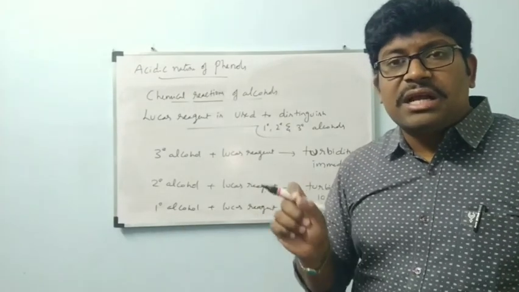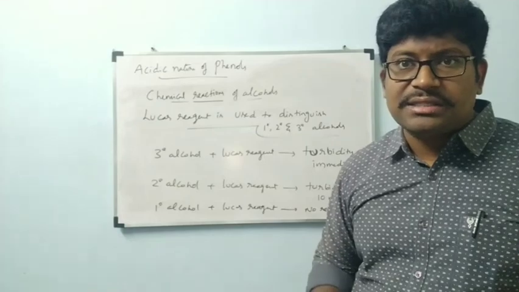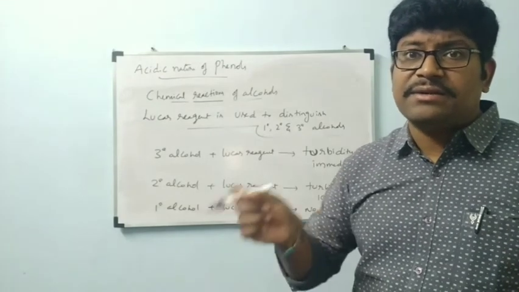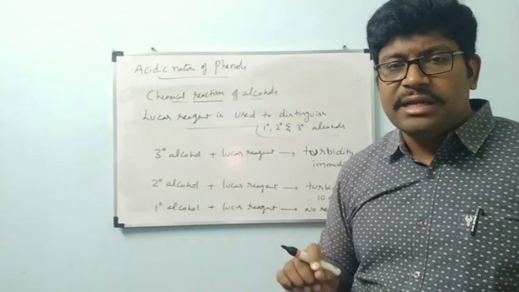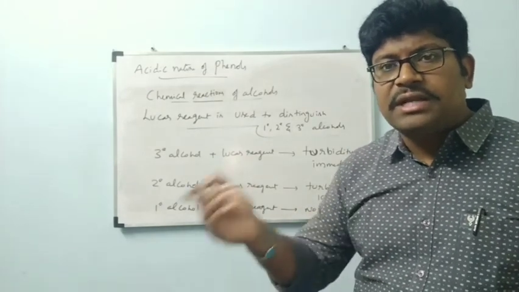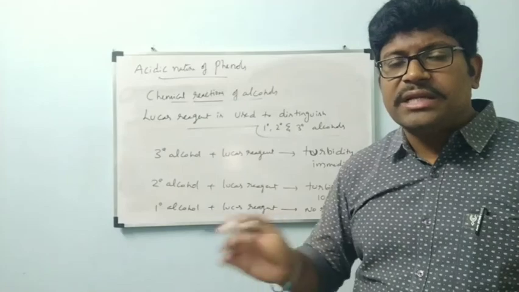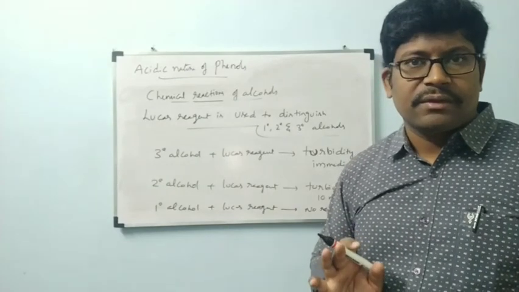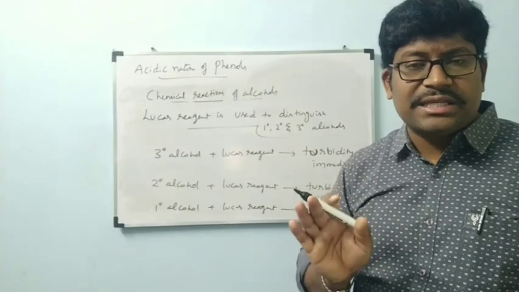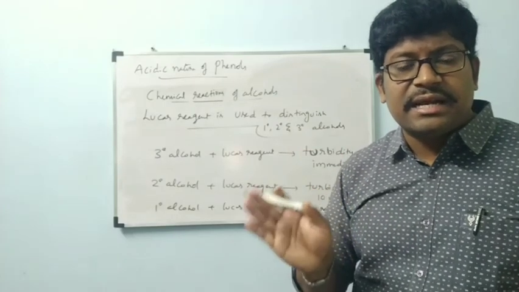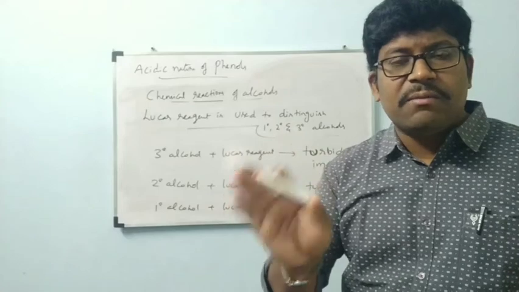Because tertiary alcohols are more reactive than secondary alcohols, and secondary alcohols are more reactive than primary. That's why tertiary alcohols will give turbidity immediately, secondary alcohols will give turbidity after 10 minutes, and primary alcohols will not give turbidity at room temperature. The reactivity order of alcohols is tertiary greater than secondary greater than primary. That is according to CO bond cleavage.